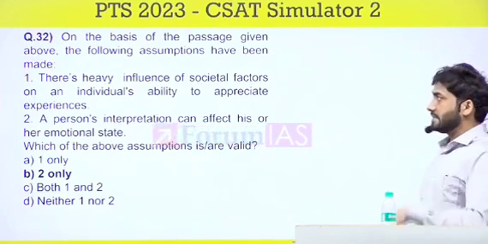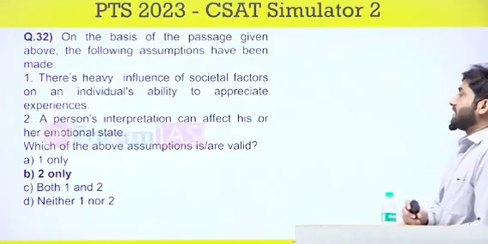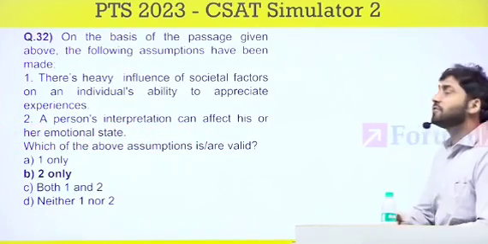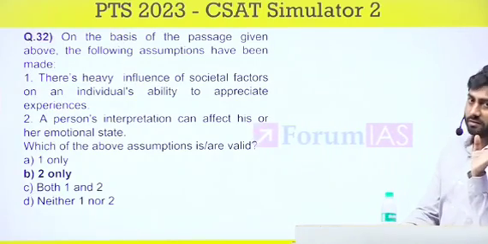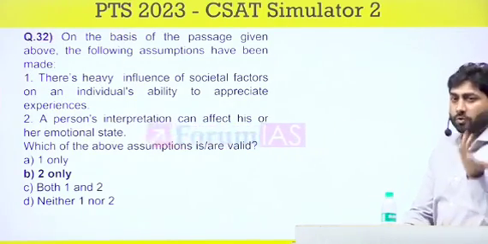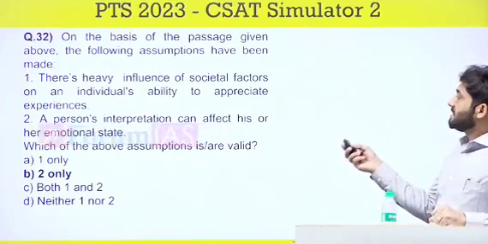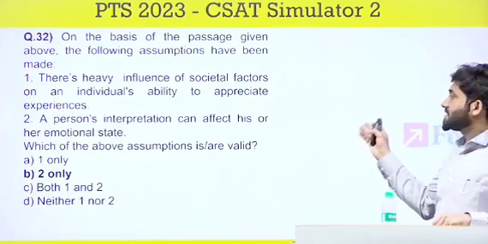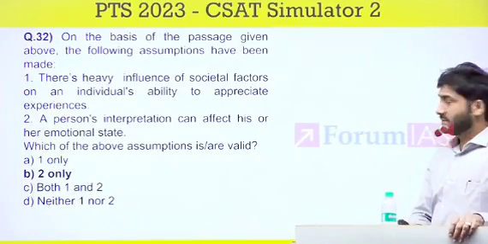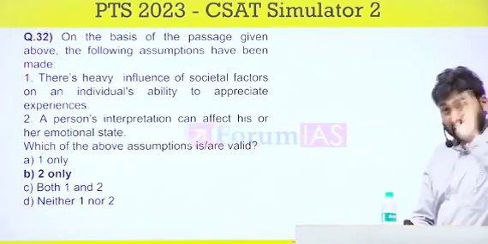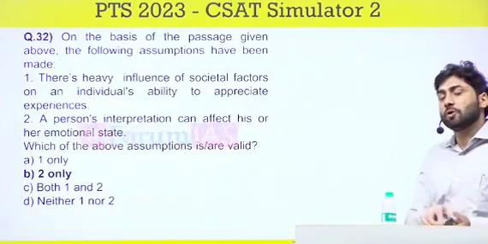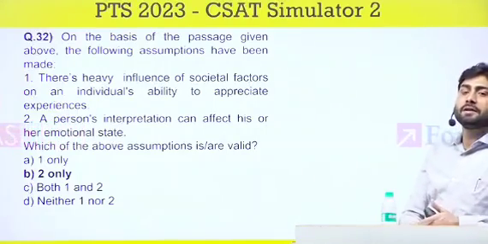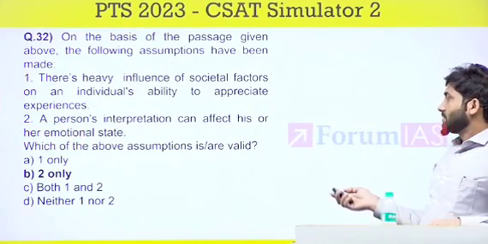Right? Read again. There is heavy influence of societal factors on an individual's ability to appreciate experiences. Has there been any mention of societal factors in our passage? Nowhere, right? It only talks about your cognitive flexibility. A person's interpretations can affect, yes, which is based on the cognitive flexibility, can affect his or her emotional state. This was very specifically described and elaborated upon, how that not only gives instant happiness, but also has larger, bigger achievements, right? So that's how it is.